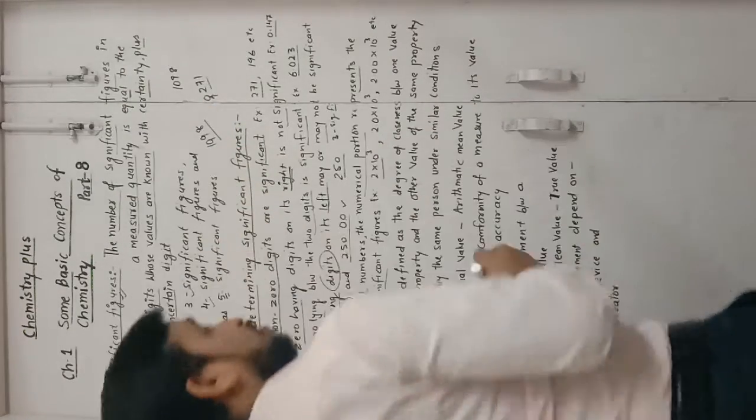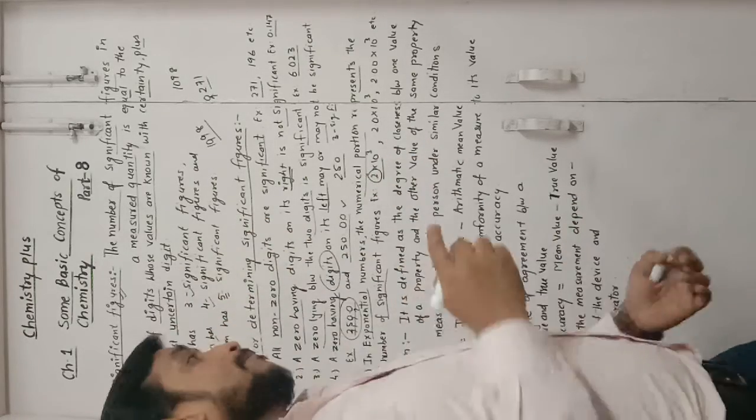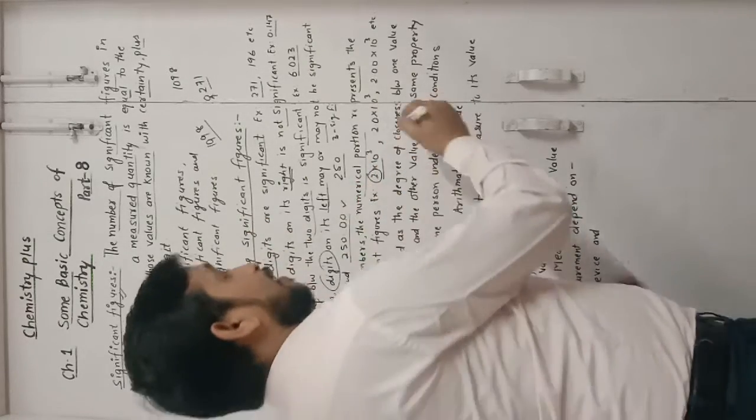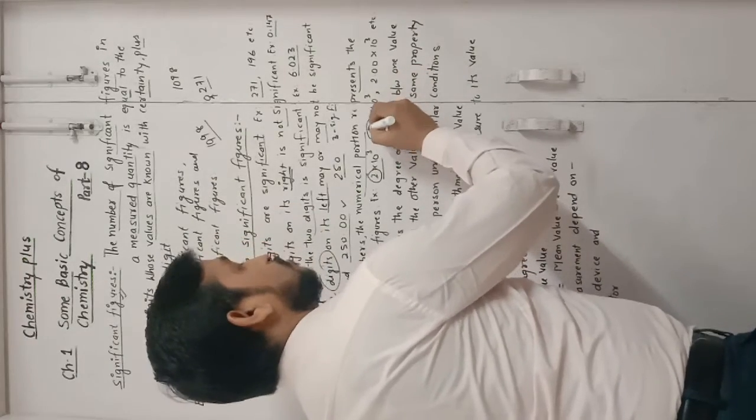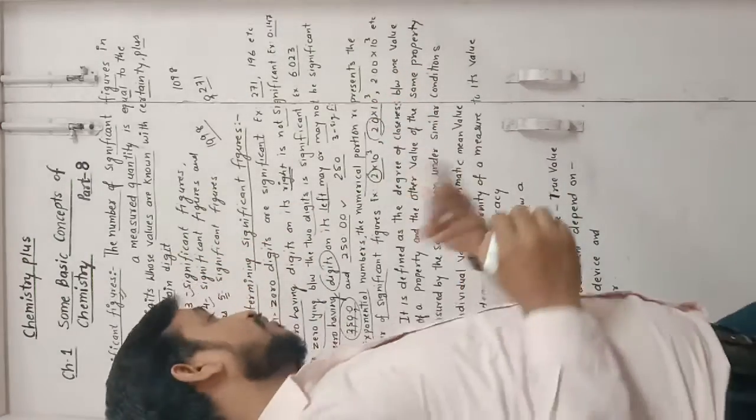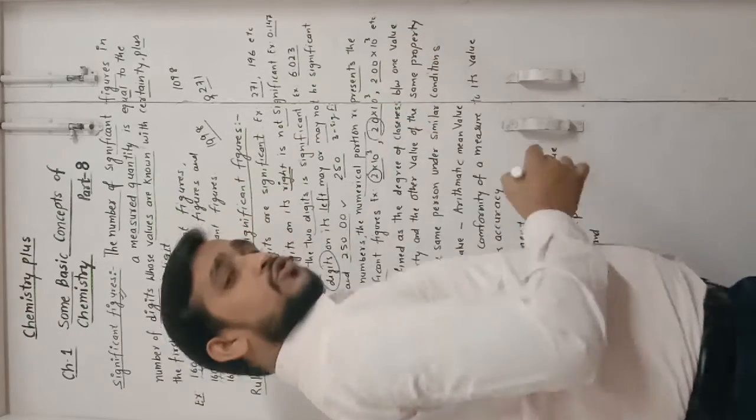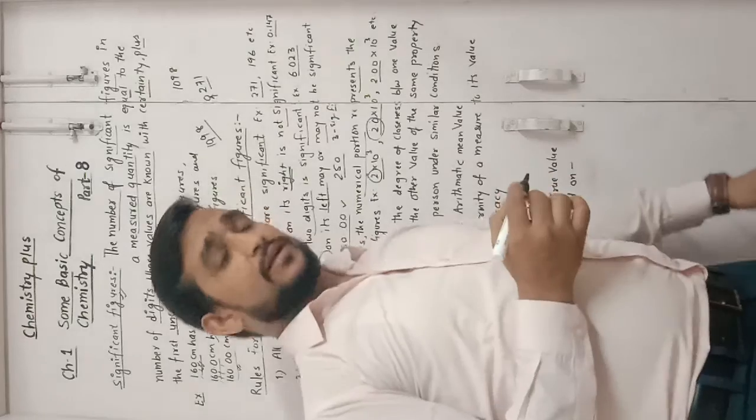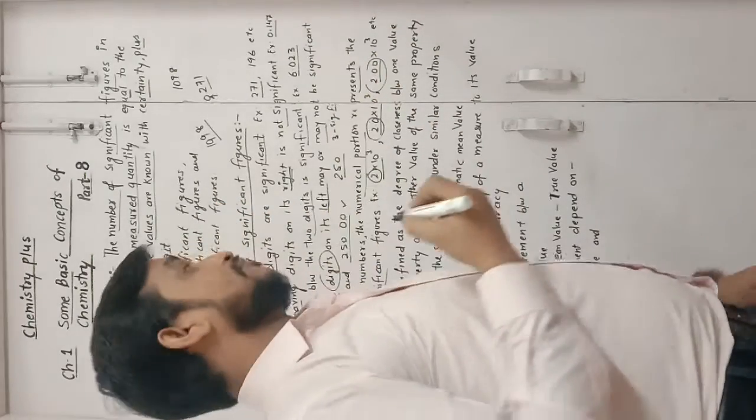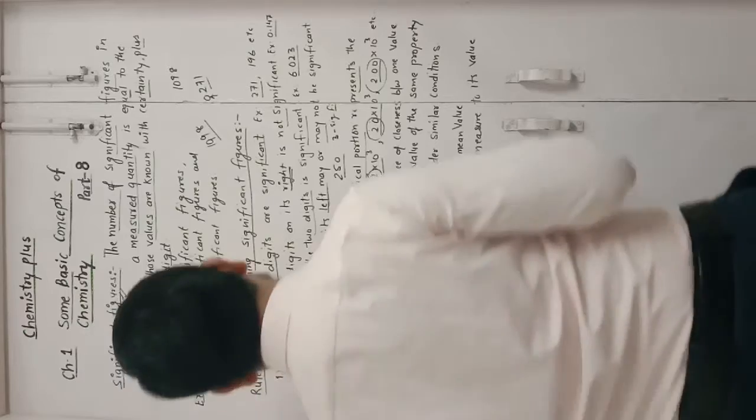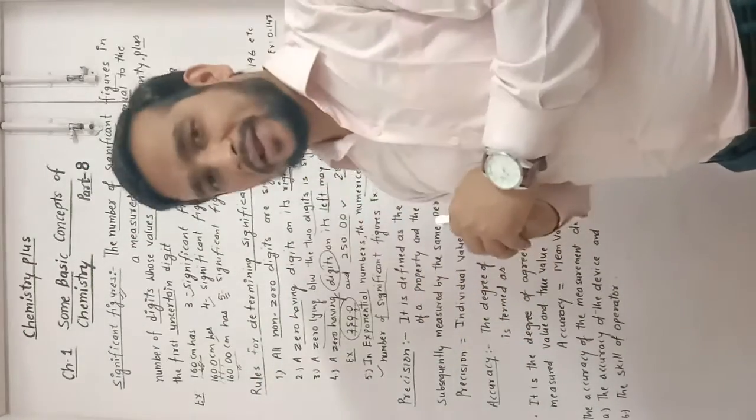For example, 2 × 10^3 is taken as having only one significant figure, that is 2. But if we represent this quantity as 2.0 × 10^3, here 2.0 means 1 and 2, so it has two significant figures. In the next case, if we write the same number as 2.00 × 10^3, we have taken it as three significant figures.